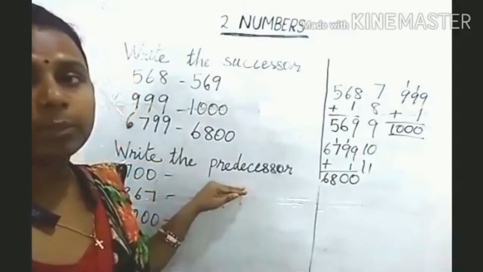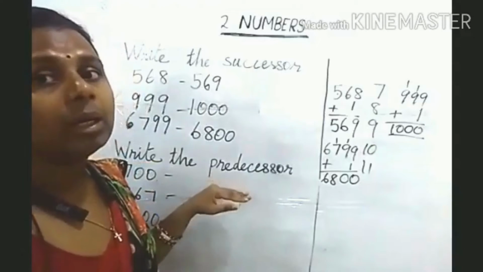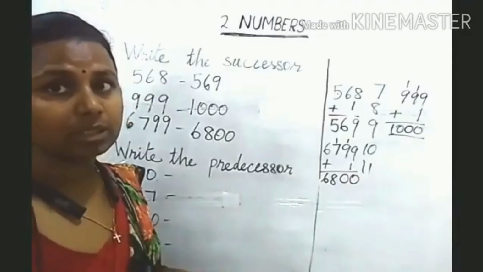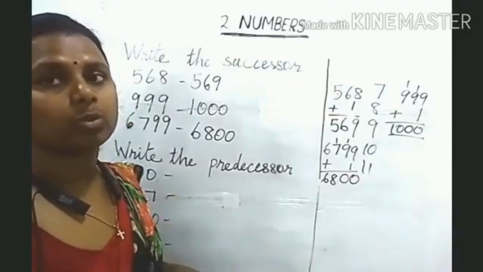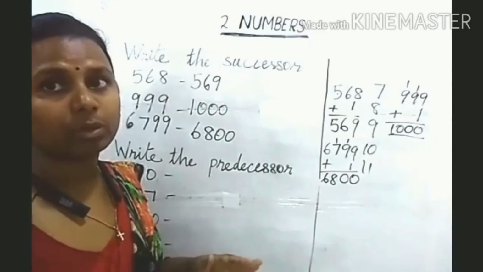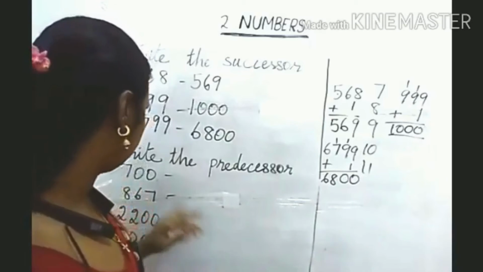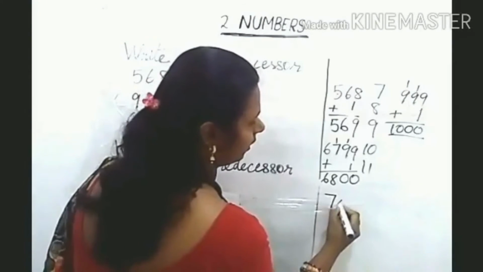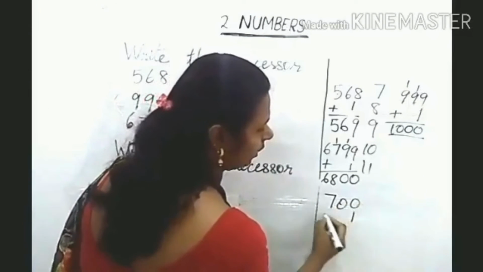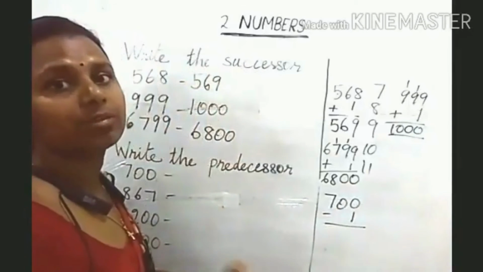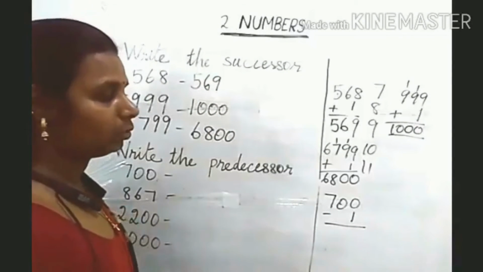Now we are going to write the predecessor. Predecessor means 1 less than that number. So we are going to subtract 1. So 700. From 700 we are going to subtract 1.